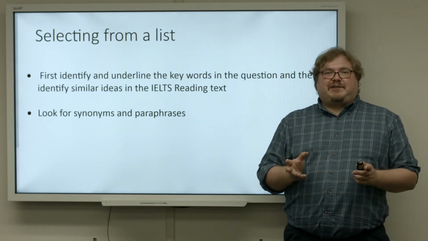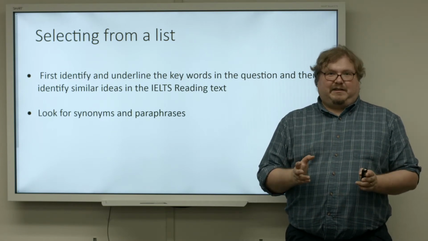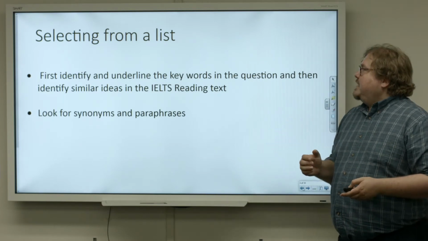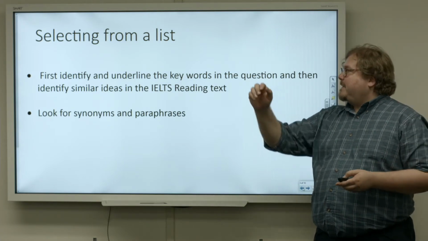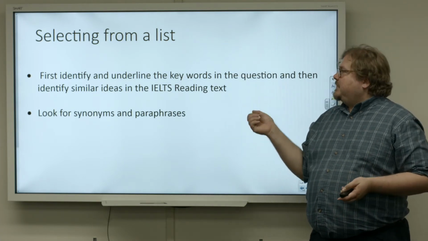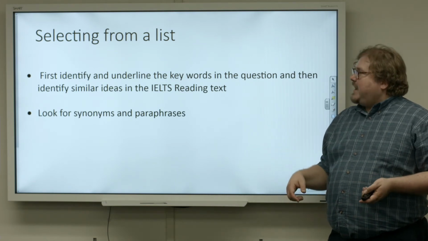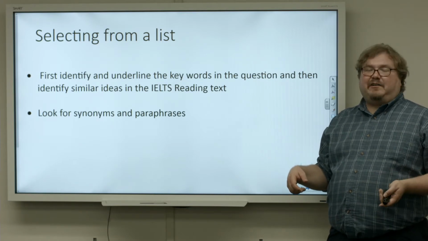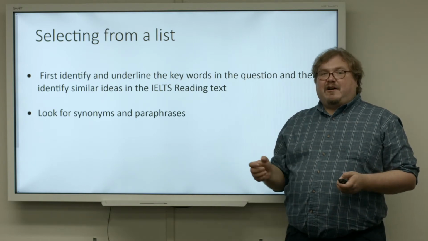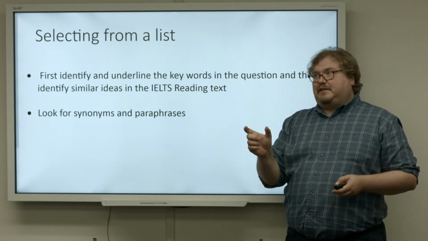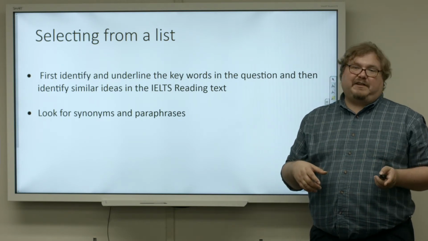So there are a few kinds of questions that ask us to understand a logical argument in an IELTS article. There's a type of question that asks you to select from a list. The way that we handle that: first identify and underline the key words in the question, and then identify similar ideas in the IELTS reading text. Remember to look for synonyms and paraphrases. Often the words in the statement or the question are not exactly the same as they were in the text.